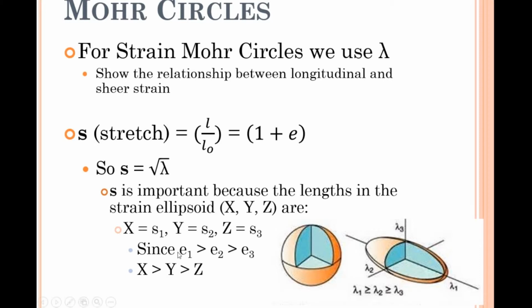And just like before, since E1 is greater than E2 is greater than E3, that means S1 is greater than S2 is greater than S3, and the ellipse is always drawn in this orientation. So your strain ellipse is always laid out this way, unless for some reason they decide to change it to be real-world orientation, but they need to identify that when they're setting up the figures.